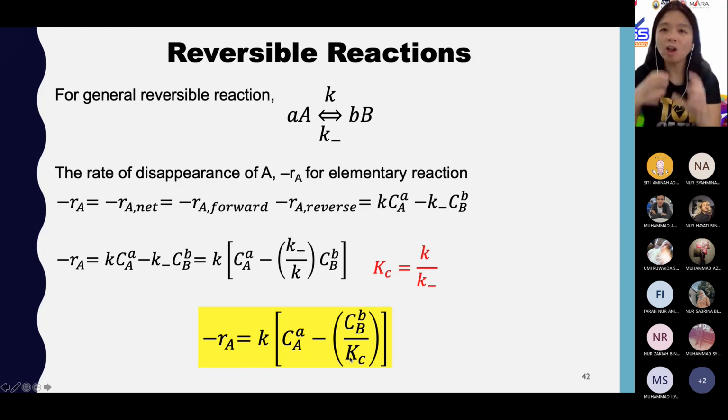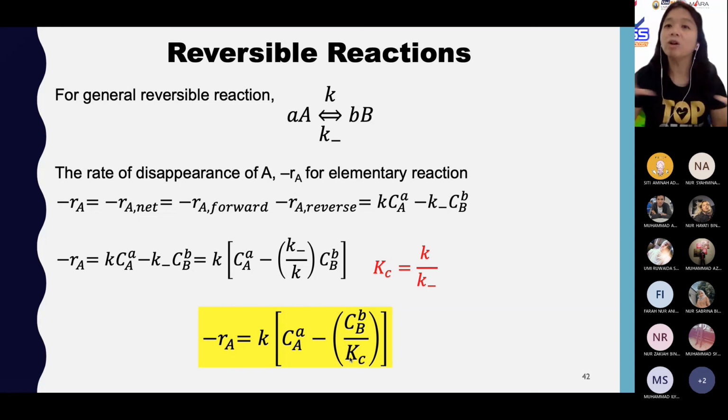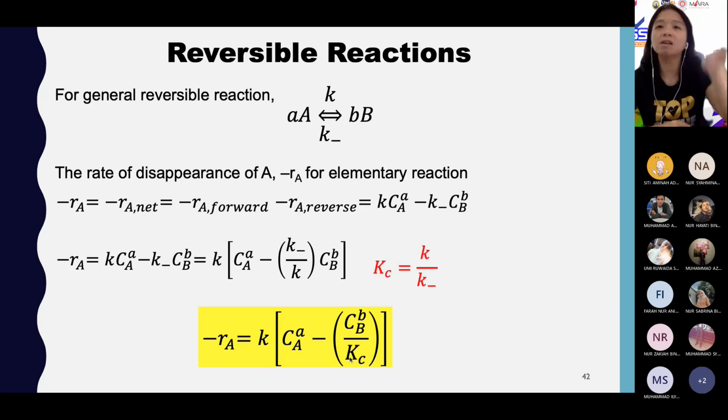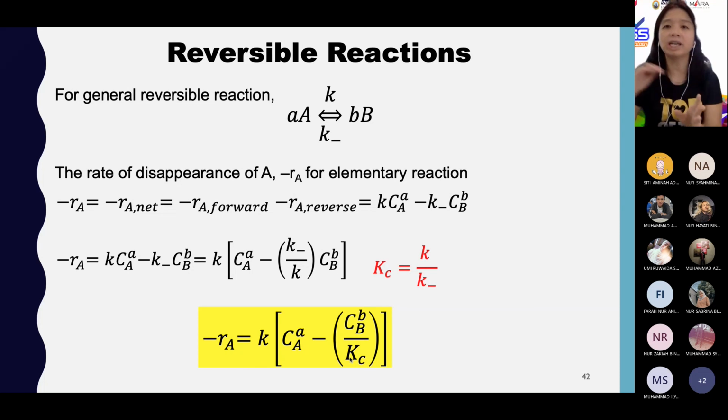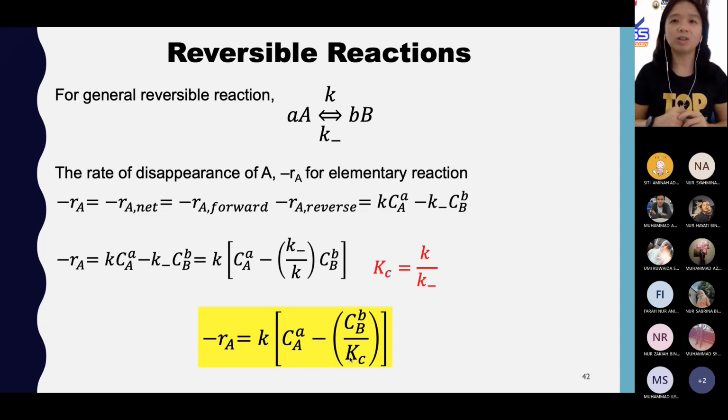So the rate law is very specific. Kalau dia elementary rate law, ini adalah dia punya rate law yang very specific. Minus Ra equals to K in bracket, concentration of reactant, power stoichiometric, minus top concentration of product, power stoichiometric divided by Kc. Okay. If you notice, kenapa saya tak tulis CAE, CBE kalau kamu notice?